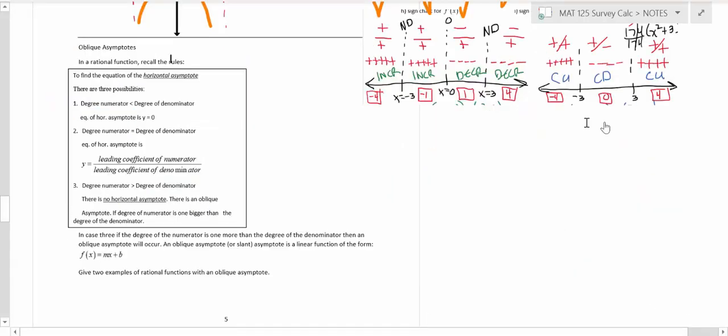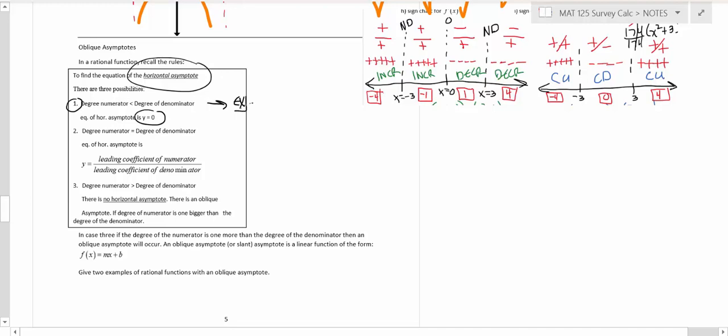Okay, so down at the bottom of page 5, this is stuff that we've learned before, but I'm going to quickly review horizontal asymptotes, because we're going to talk about oblique asymptotes a little bit. Basically, if the degree of the numerator is less than the degree of the denominator, then y equals 0 is your asymptote. Let's write down an example of each one of these.